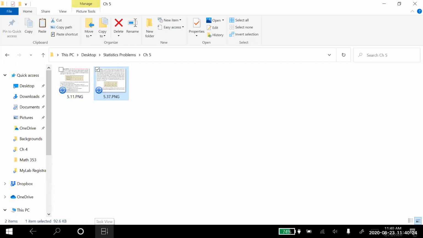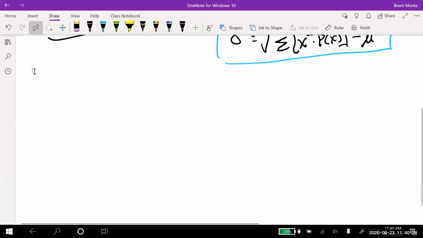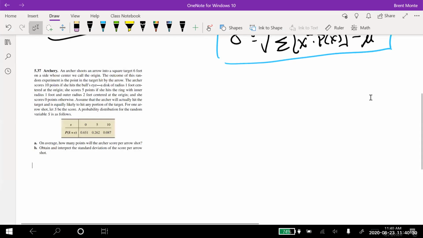And we'll go paste it back in. Okay. So back into OneNote. I'm a big fan of OneNote.